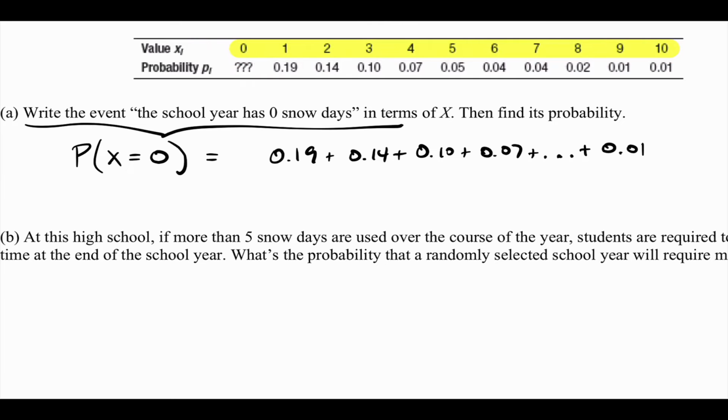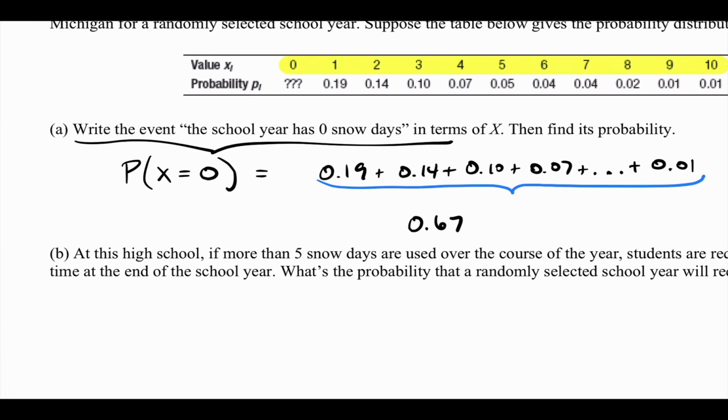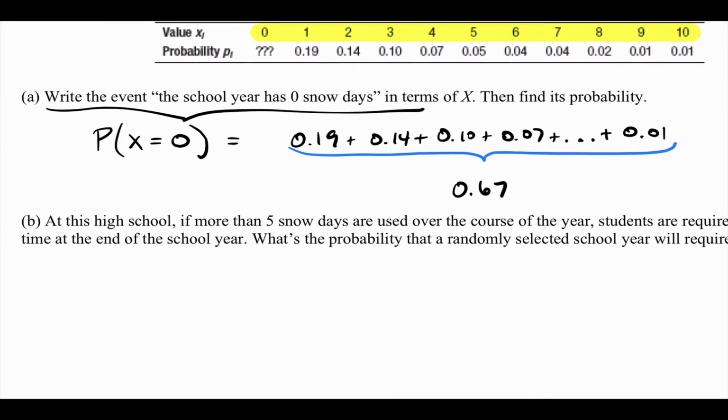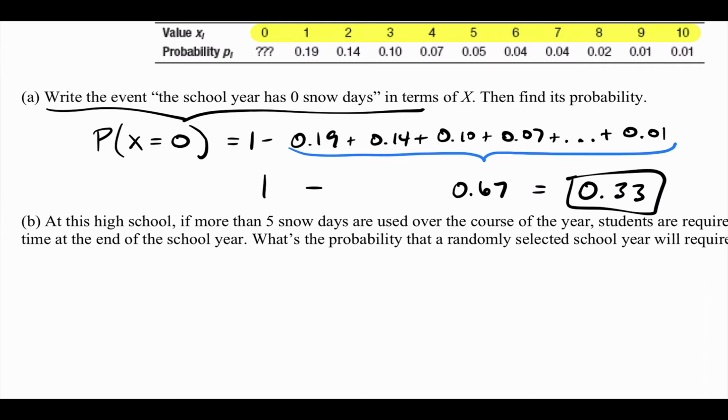Those of you that have calculators in front of you. 0.67? Okay. So is 0.67 supposed to go there? No. What do I have to do with 0.67? Subtract it from 1. Good. When we subtract it from 1, we get 0.33. That's the number that's missing there. It's a 33% chance that they don't have any snow days.